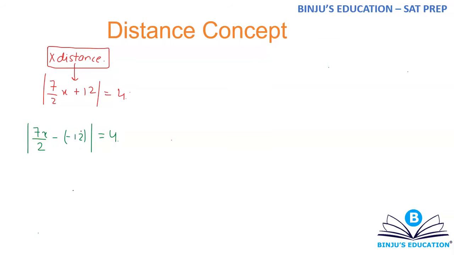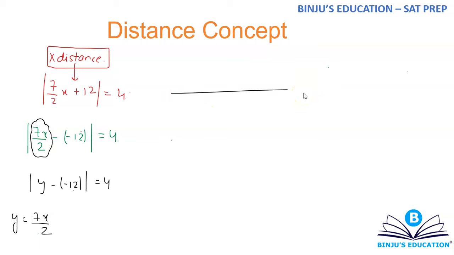Second thing is, I have a coefficient of x. So I'm going to take this entire expression and put it equal to some other variable. This will become mod of y minus of minus 12 is equal to 4, where y is equal to 7x by 2. Now this expression inside the modulus basically means distance between y and minus 12. This one negative stands for distance, the other negative you'll have to use with 12.